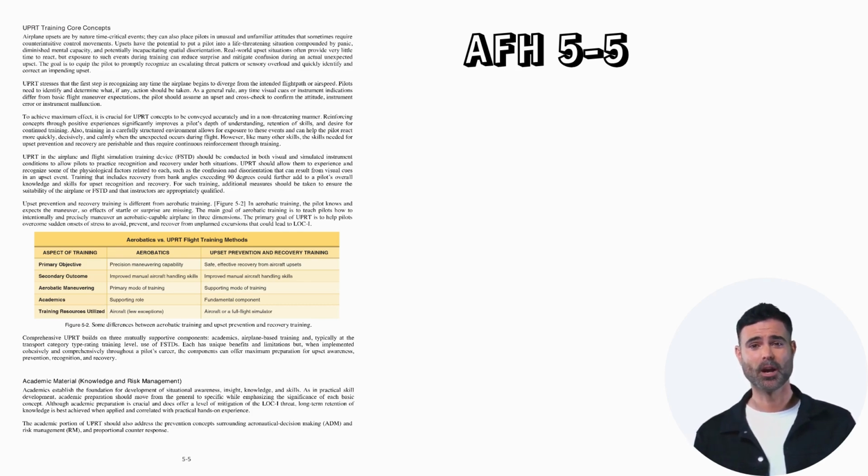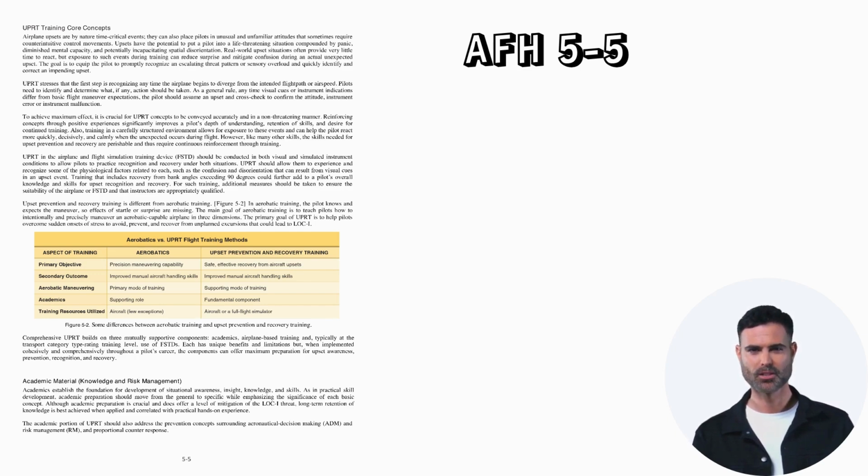Comprehensive UPRT builds on 3 mutually supportive components: academics, airplane-based training, and typically at the transport category type rating training level, use of FSTD. Each has unique benefits and limitations, but when implemented cohesively and comprehensively throughout a pilot's career, the components can offer maximum preparation for upset awareness, prevention, recognition, and recovery.